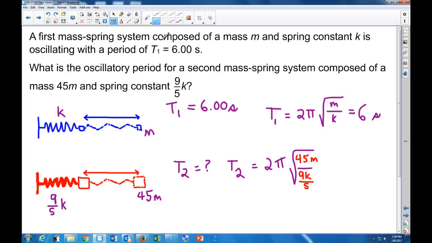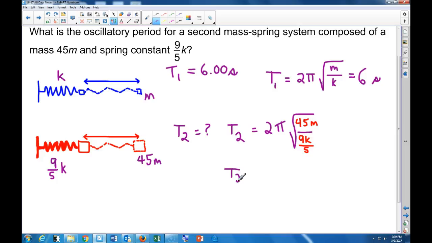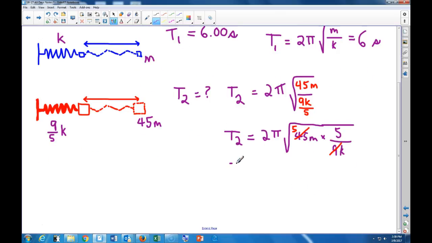Alright. First thing I'm going to do is get rid of this fraction in the denominator. When you divide by 9/5 k, that's the same as multiplying by the reciprocal. So I can write this as 2 pi, take the 45m, and instead of dividing by 9/5 k, I'm going to multiply by the reciprocal, 5 over 9k. And what do I have? Well, this and that simplify to 5. So 45 over 9 is 5. And what do I now have under the radical? I have 2 pi. I'm going to put the m over k together. And then also under the radical, I have 5 times 5, which is 5 squared, or 25. Maybe I'll write 25.